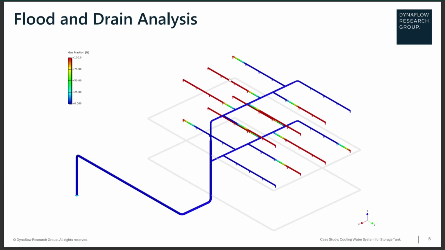The red color represents the gas in the system, so as we can see, in many pipes the flow is pushing the gas out and it is passing through the sprinklers to the outside.